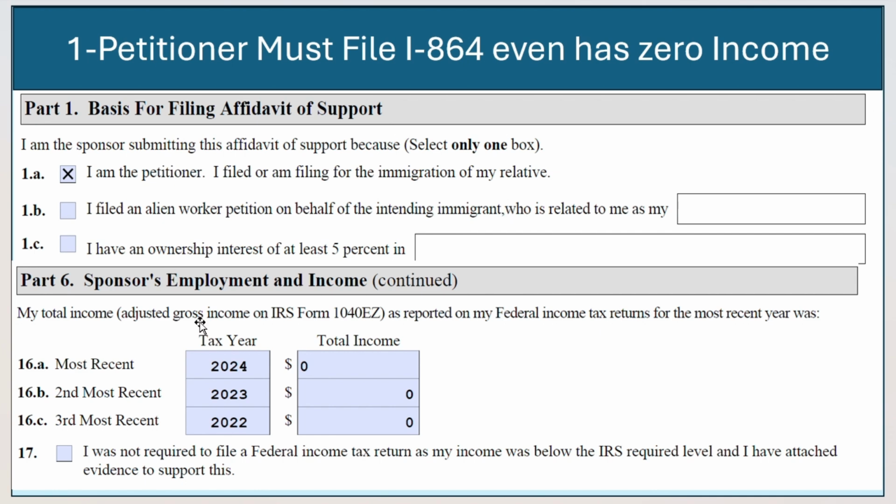Part 6, Sponsor's Employment and Income. Total income must be here. If he has zero income, you must put it right here, but he must attach evidence to support this. You cannot just put zeros right here. If you do that, you must explain to USCIS why you did not file taxes with the IRS for most years. Since you don't have enough income, you will need a joint sponsor.